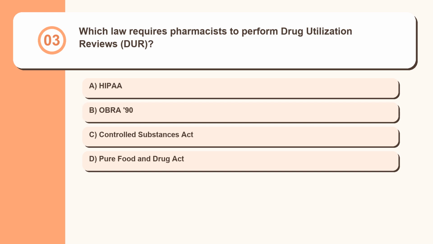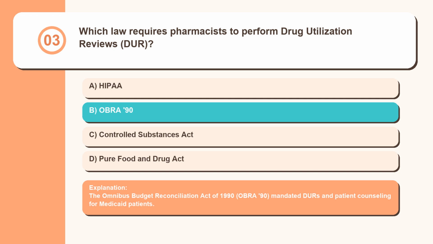Question 3. Which law requires pharmacists to perform drug utilization reviews? DIR, HIPAA, OBRA 90, Controlled Substances Act, Pure Food and Drug Act. The Omnibus Budget Reconciliation Act of 1990, OBRA 90, mandated DIRs and patient counseling for Medicaid patients.